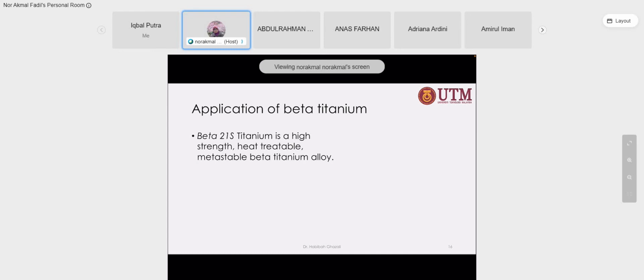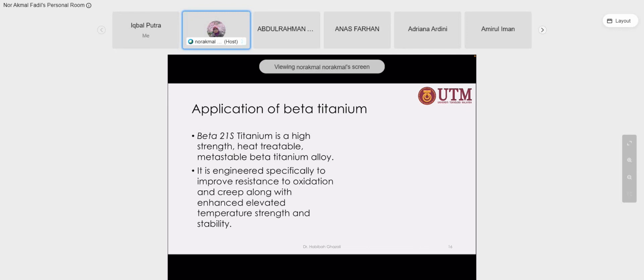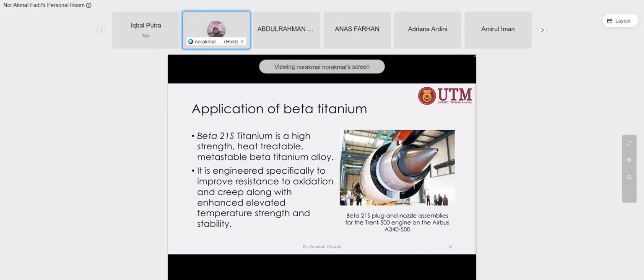So the application of beta titanium, for example, this commercial name beta 21S titanium, is a high strength, heat treatable, metastable beta titanium alloy. It is engineered specifically to improve resistance to oxidation and creep along with enhanced elevated temperature strength and stability. Okay, beta 21S: plug and nozzle assemblies for this kind of engine, Airbus A340.